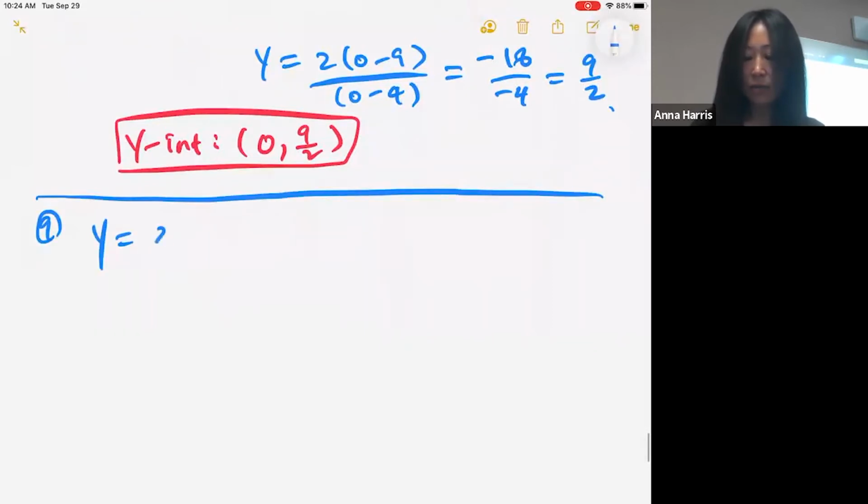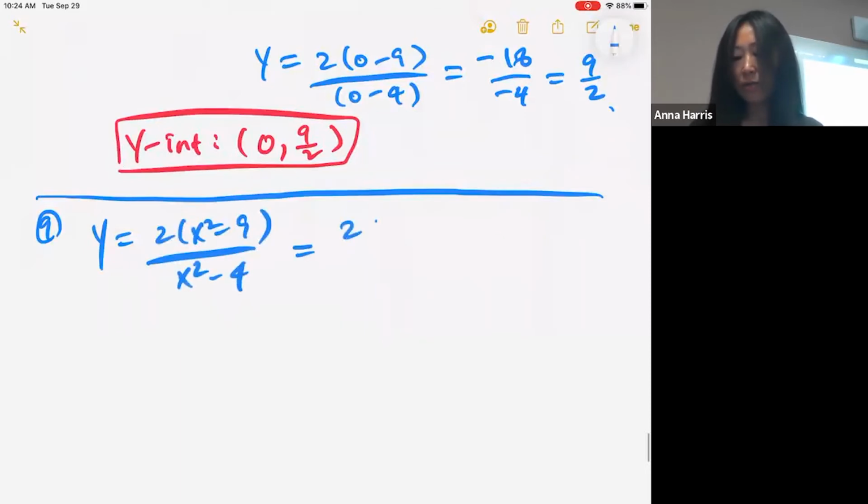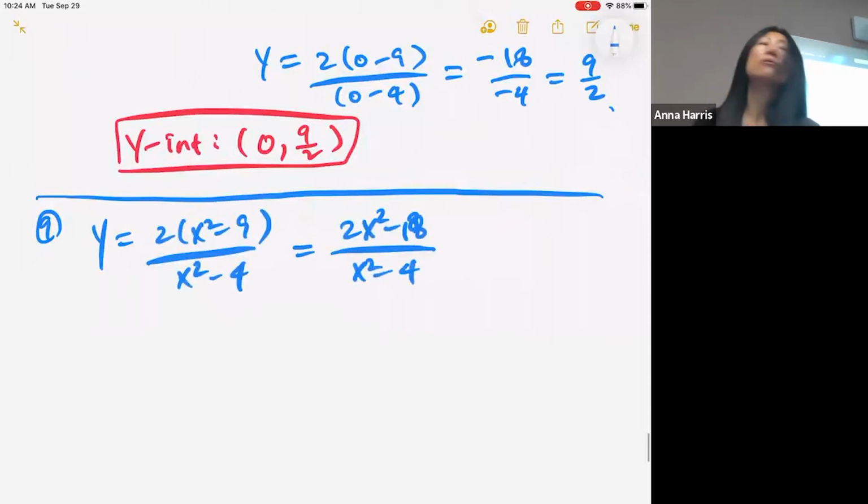So y is equal to (2x squared minus 9) over (x squared minus 4). I told you, you can just rewrite it as (2x squared minus 18) over (x squared minus 4), right? So we need to do the quotient rule, okay? We've got to take a quotient rule.